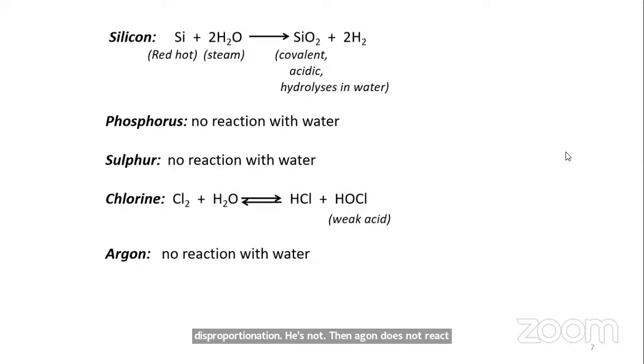So we've seen that within the 3rd period, we have 8 elements. 5 of these elements react with water, while 3 of the elements do not react with water, either as cold water or as steam.